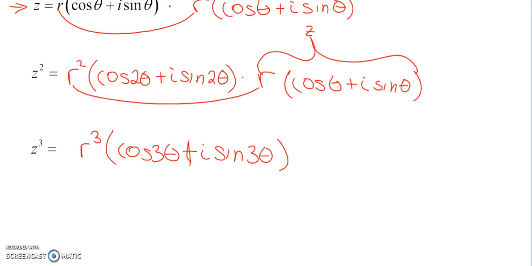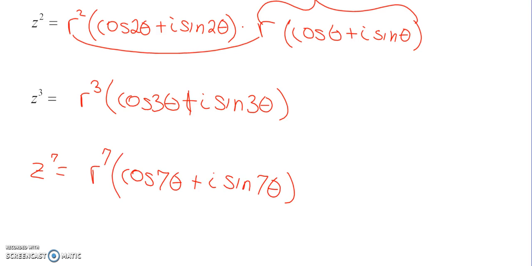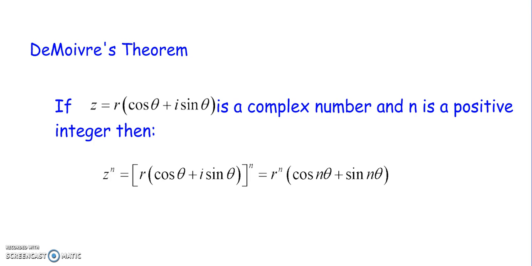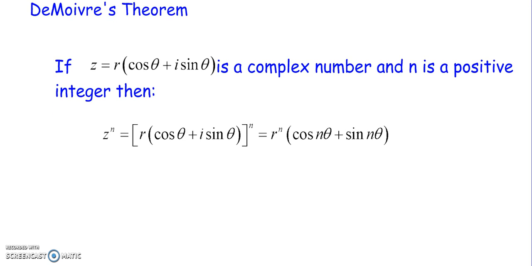So I'm hoping you could make a prediction. Let's say I wanted z to the 7th. I would hope you don't have to write this 7 times. I'm hoping you see a formula. You would just take your r, raise it to the 7th, take your theta, multiply it by 7, and you would easily be able to raise the trig form of a complex number to any power. That idea has actually been developed. It's called de Moivre's theorem, and this is exactly what the last slide is saying.